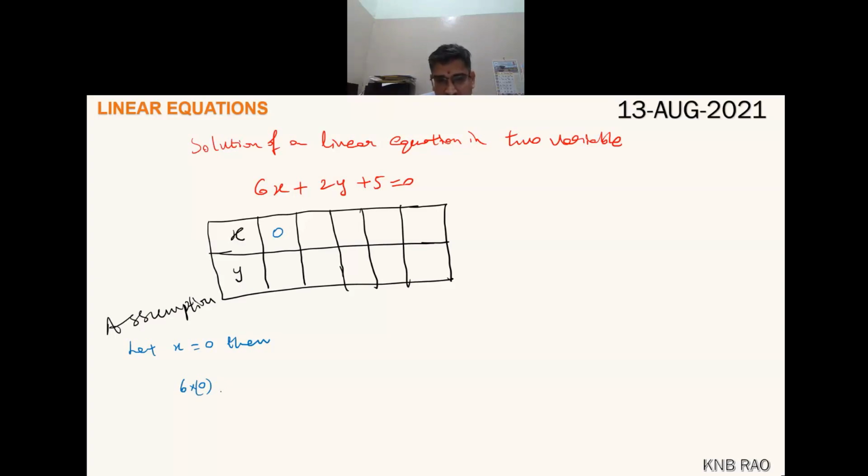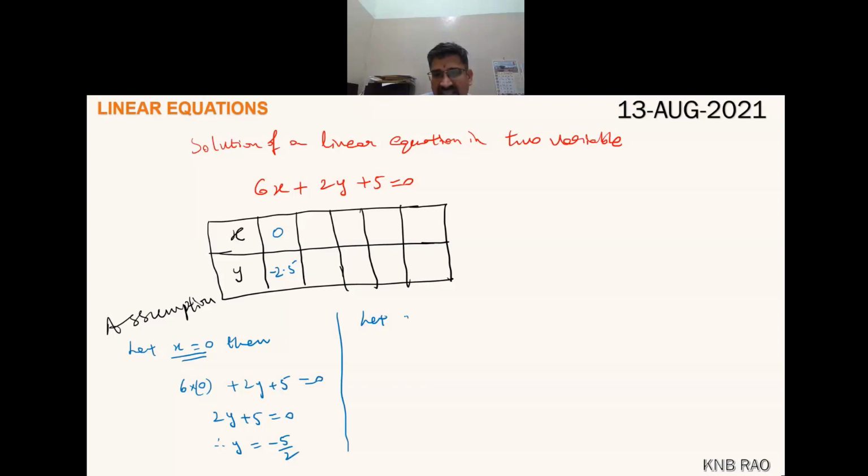So 6 into 0 plus 2y plus 5 equals 0. 6 into 0 is 0, it goes off. It becomes 2y plus 5 equals 0. Thus, y equals minus 5 by 2. That means I got a value for the variable y when I assumed the value for the variable x. Similarly, I can assume some other value for the variable x.